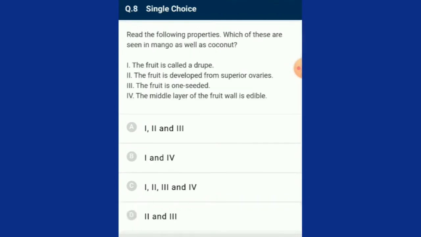Question number 8. Read the following properties. Which of these are seen in mango as well as coconut? The first three properties are common to both. In mango and coconut, the fruit is known as drupe. They develop from monocarpellary superior ovaries and are one-seeded. In mango, the pericarp is well differentiated into the outer thin epicarp, middle fleshy edible mesocarp, and inner stony hard endocarp. In coconut, which is also a drupe, the mesocarp is fibrous. So the answer is option A.